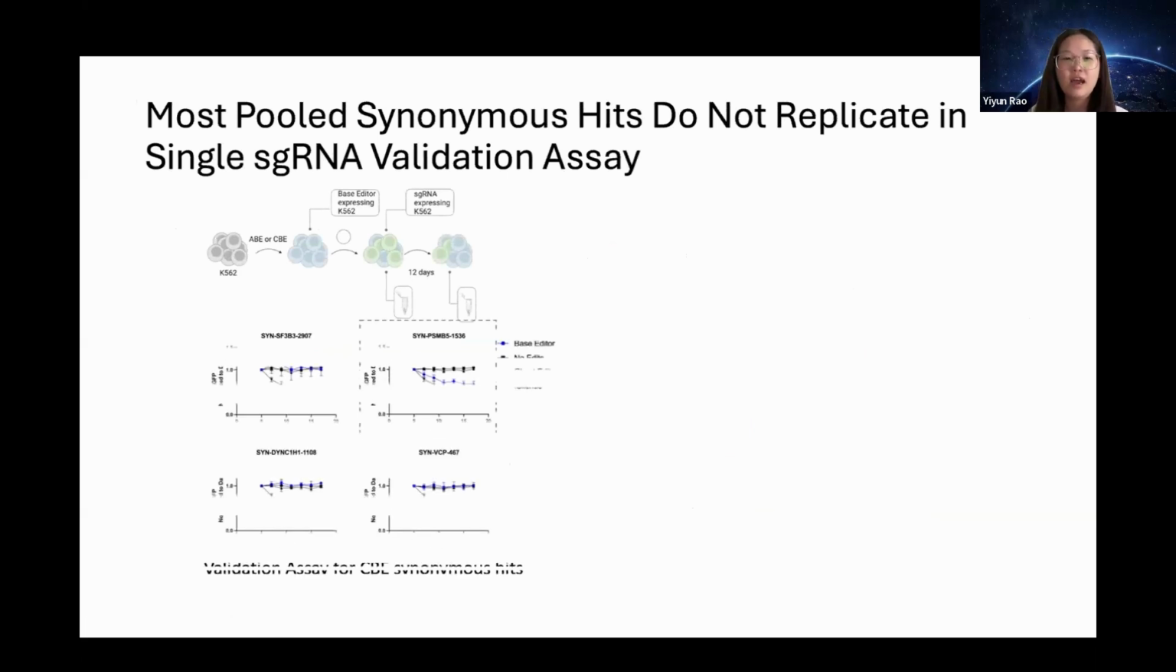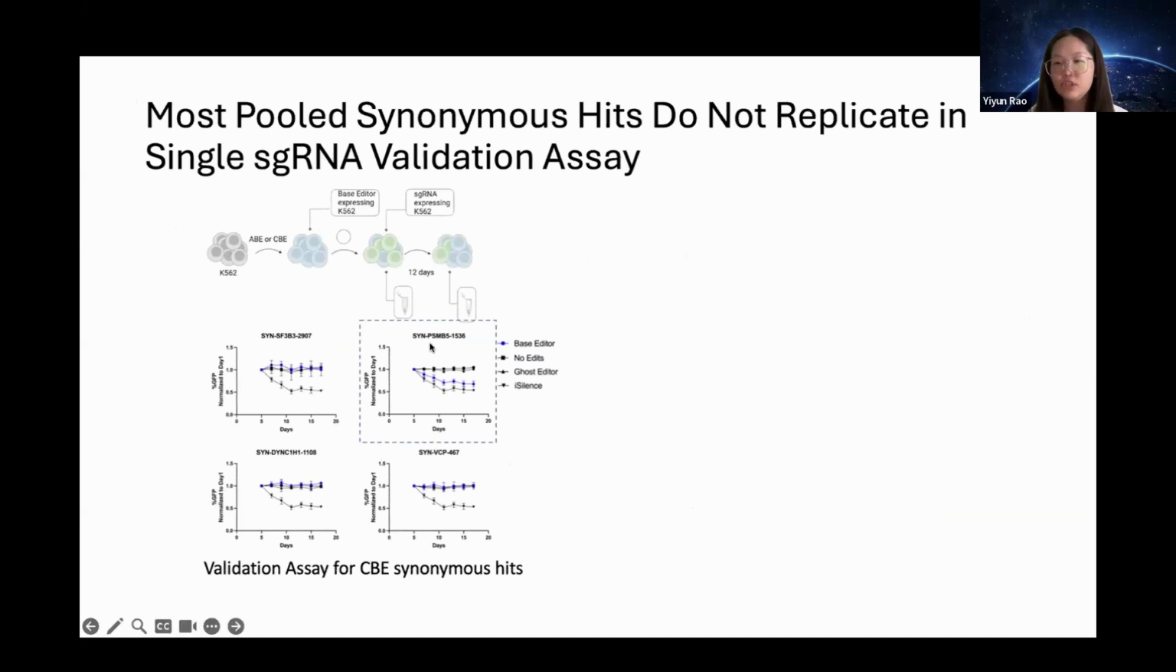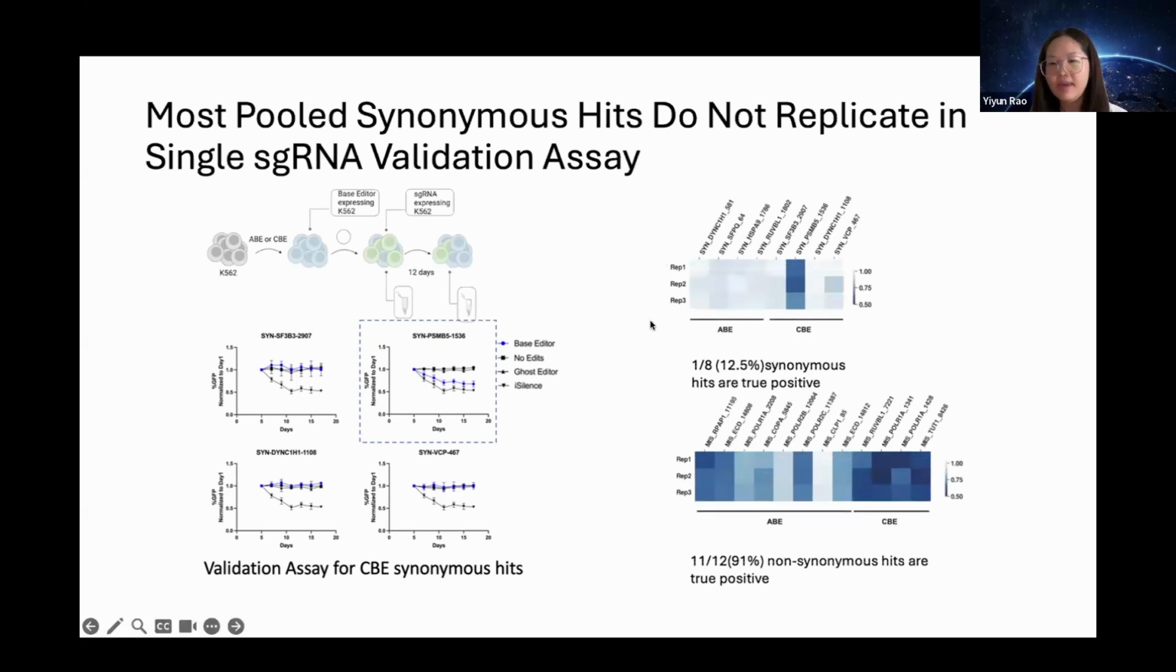Here I am showing an example depletion curve for my synonymous hits in the CBE screen, and we see that the blue ones are the actual hits we want to validate in the base editor screen, and one of them is depleting. We have positive and negative controls here too. For all the hits, I made a heat map summarizing the depletion effect across all 3 biological replicates between the first time point and the last time point. The darker blue means stronger depletion.